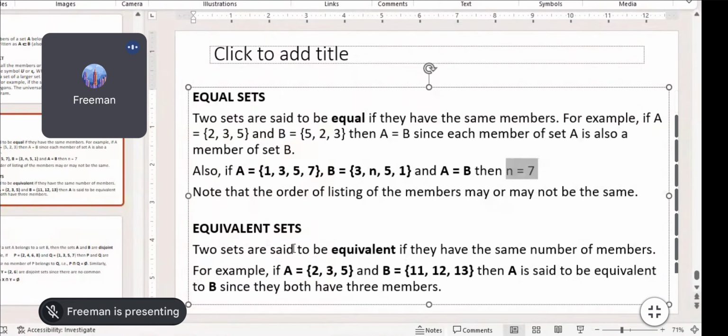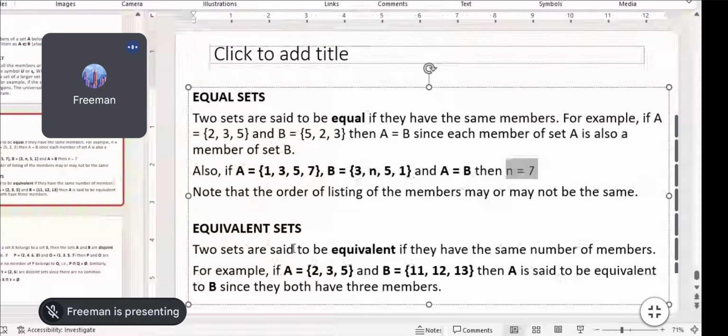Equivalent sets. If you have two sets, A and B, and the number of elements in A is the same as the number of elements in set B, then the two sets are said to be equivalent. Please pay attention very well. Equal set and equivalent set have been confusing people a lot.